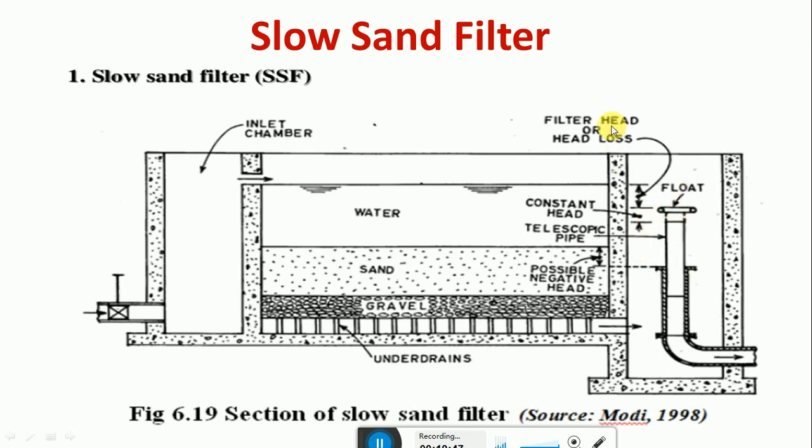The head loss or filter head can be measured using the telescopic pipe here, and this is the sand layer which acts as the filter media, and below this we have the base layer of gravel, and below the gravel we have the under drains. These under drains have perforated pipes through which the water is collected in this chamber and taken to the outlet for further treatment. So this is the picture of the slow sand filter.